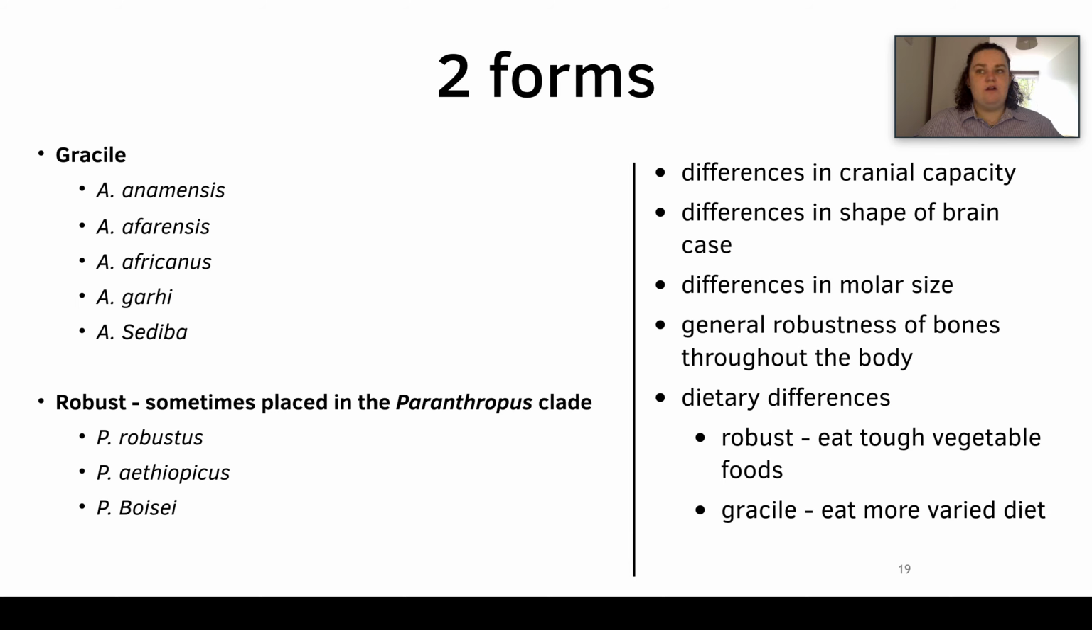So it's thought that robust Australopithecus, aka the Paranthropus, would have eaten tough vegetable foods, whereas the gracile would have eaten a more varied diet. The robust also have large cheek teeth, which are the molars and the premolars, as well as really strongly built jaws, which you will see. And the robust forms only really occur at 2.5 to 1.4 million years ago, and it's disagreed what their actual taxonomy is. So we're not really sure where they place, but we know that they are within the Australopithecus.